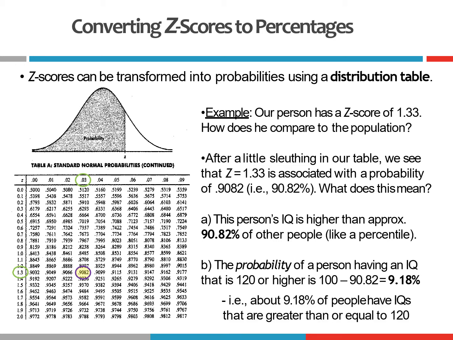Okay? So again, the associated probability here is 0.9082. We convert that to a percentage, and essentially what it means is that 90.82% of people have a score lower than 120, and only 9.18% have a score that's higher than 120. Okay?